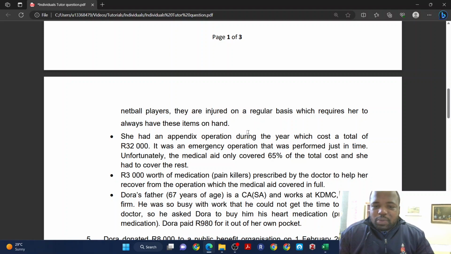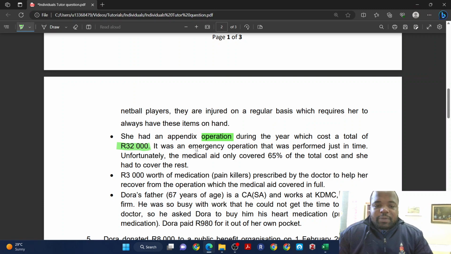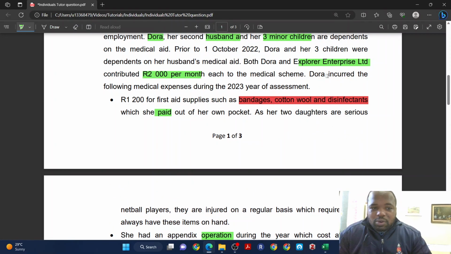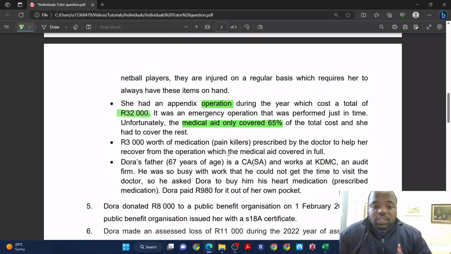She had an appendix operation during the year, which cost a total of 32,000 rands. So 32,000 for an operation, services rendered. It was an emergency operation that was performed just in time. Unfortunately, the medical aid only covered 65%. So the other 35% will be qualifying medical expenditure, because she actually paid the rest of the total cost. Remember, incurred is not enough. You have to actually pay for these things. So she actually paid.